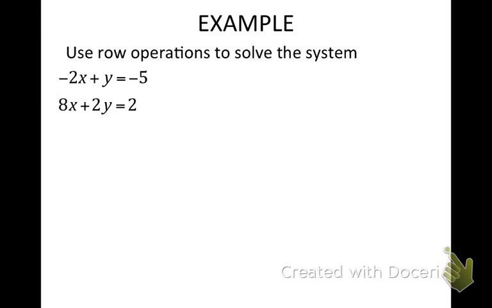So I'm going to write this one out. Negative 2x plus y equals negative 5. 8x plus 2y equals 2. All right, so let's go ahead and set up our augmented matrix. I've got a negative 2, I've got a 1, bar, negative 5, 8, 2, 2.